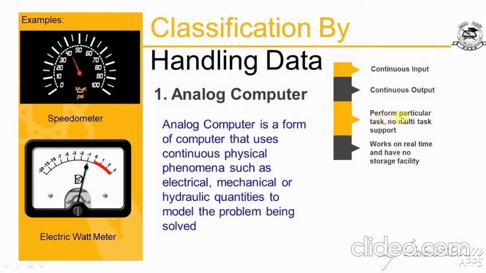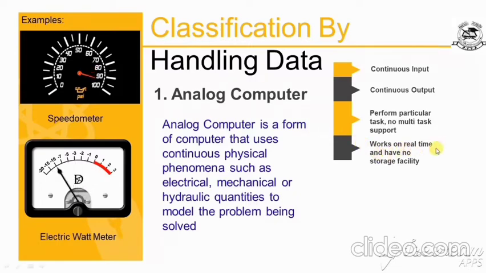Analog computer performs particular tasks and they are not multitasking support. Again, a speedometer tells you speed only. It will not tell you the fuel level. It will not tell you the other things in the car, but only speed. So, which means that analog computer works specifically on a single task at a time.